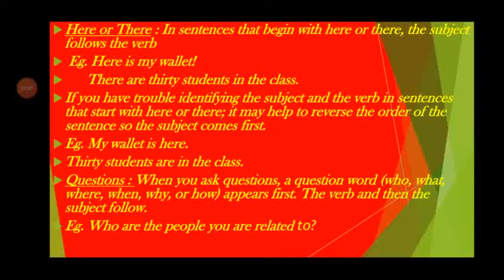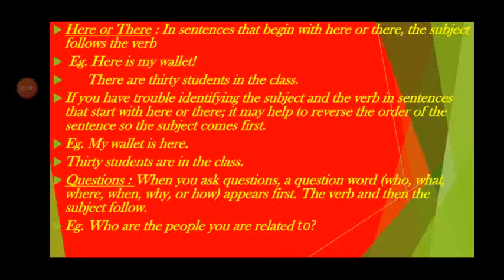If you have trouble identifying the subject and the verb in sentences that start with here and there, it may help to reverse the order of the sentence so the subject comes first. My wallet is here, 30 students are in the class, or 30 students are there in the class, also can be the combination. Then questions.